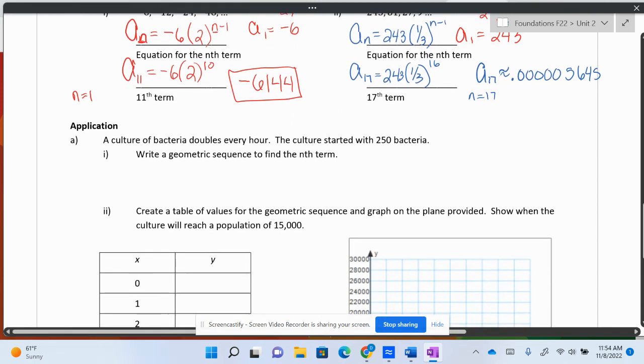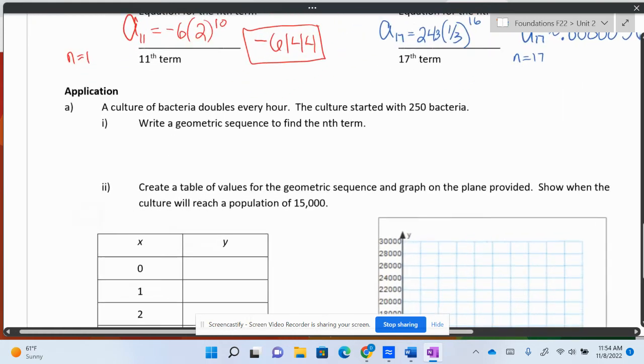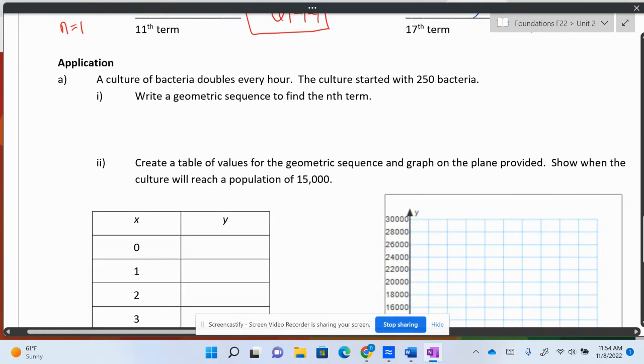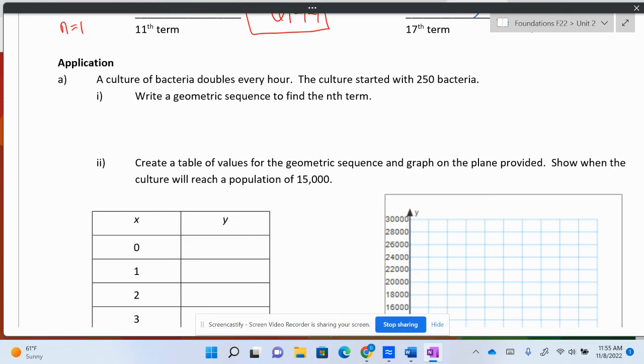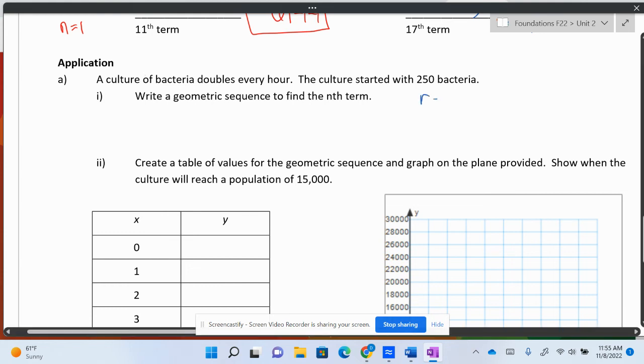Okay. All right. A culture of bacteria doubles every hour. So if I have 2 pieces of candy and I double that, how many do I have? And then if I take that and I double it, how many do I have? So what is the value of r? How do we double something? We multiply by 2.